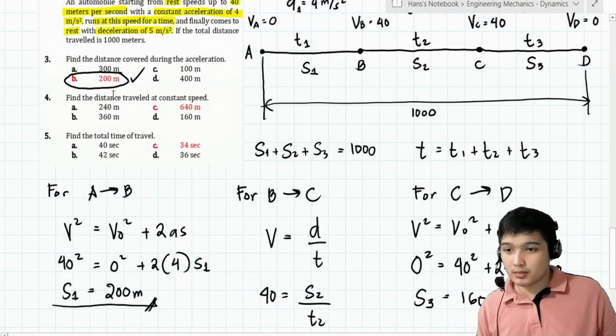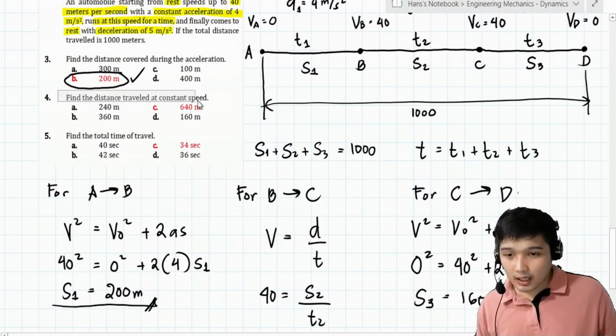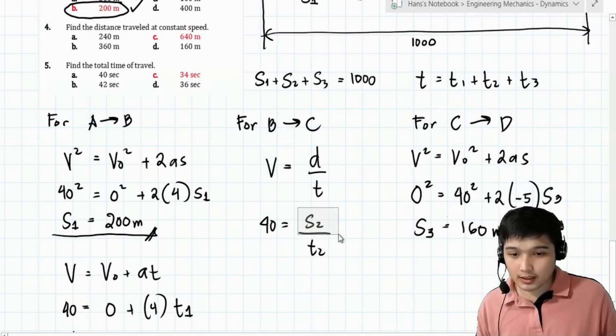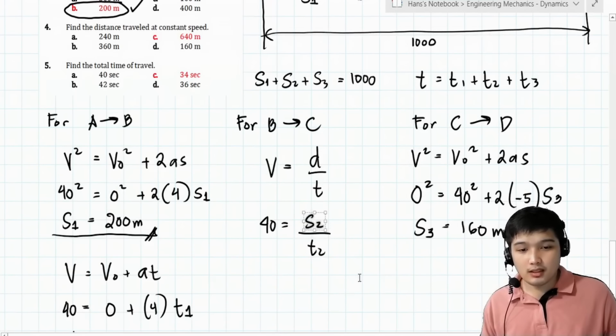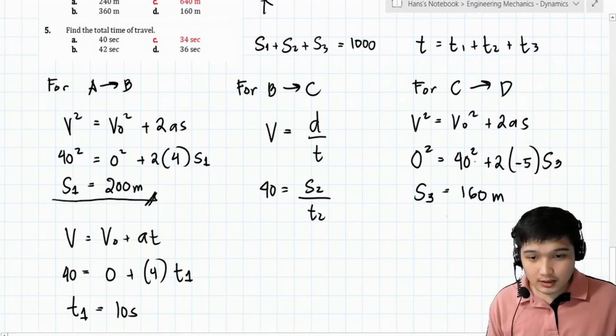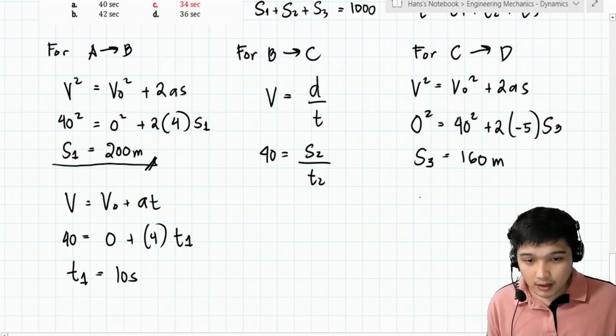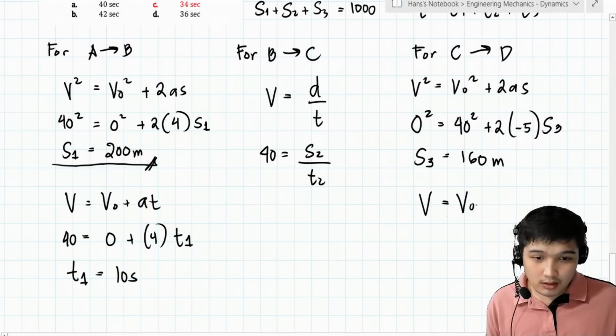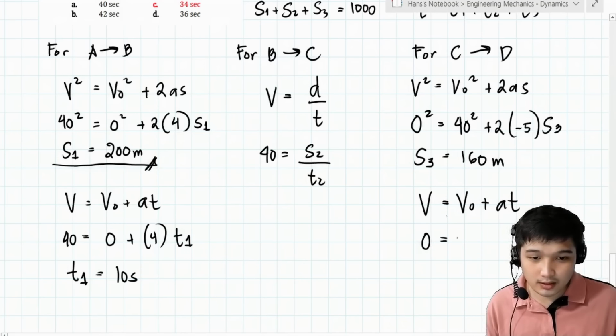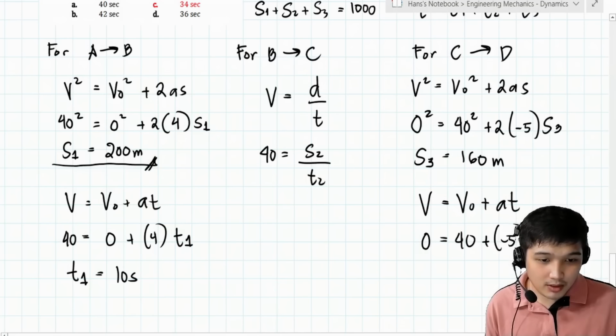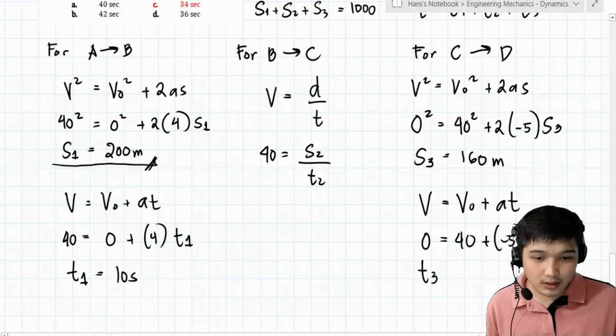We are not looking for S3, though, because the question in number 4 is to find the distance traveled at constant speed. That is S2, which is what we are looking for, but we do not have it yet. Anyway, let us just continue. The final velocity is equal to the initial velocity plus AT. It became 0, starting at 40. The acceleration is negative 5, and the time is T3. So how much is T3, guys? I think this one is 8 seconds.